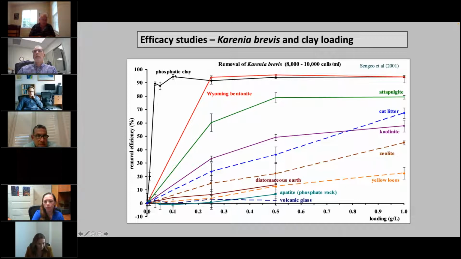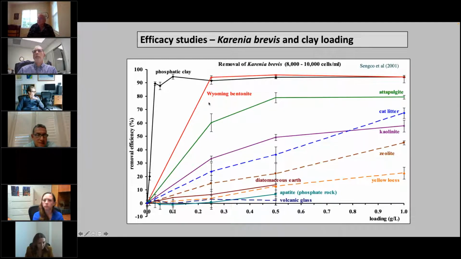Now you all probably know well what that is, because it's a byproduct of your phosphate mining, and it was incredibly effective at removing Karenia brevis cells. You can see down at as much as 1/10 of a gram per liter, I'm sorry, 100th of a gram per liter, we could remove 90% of the cells.